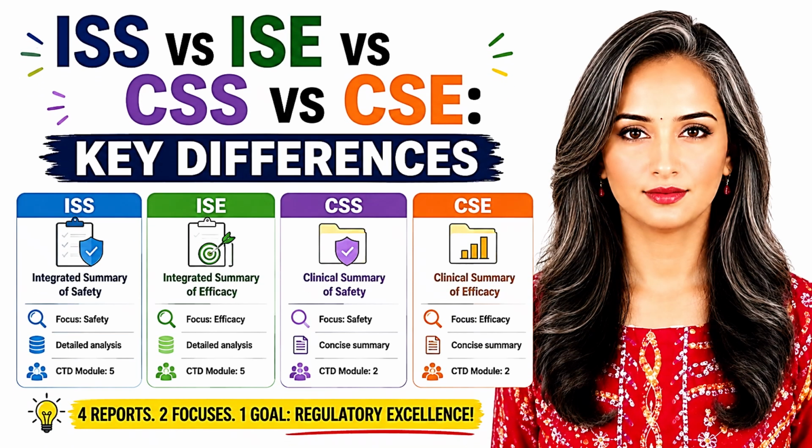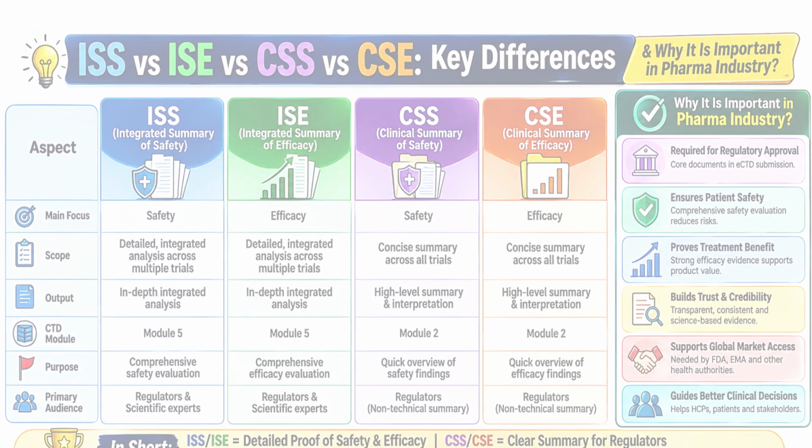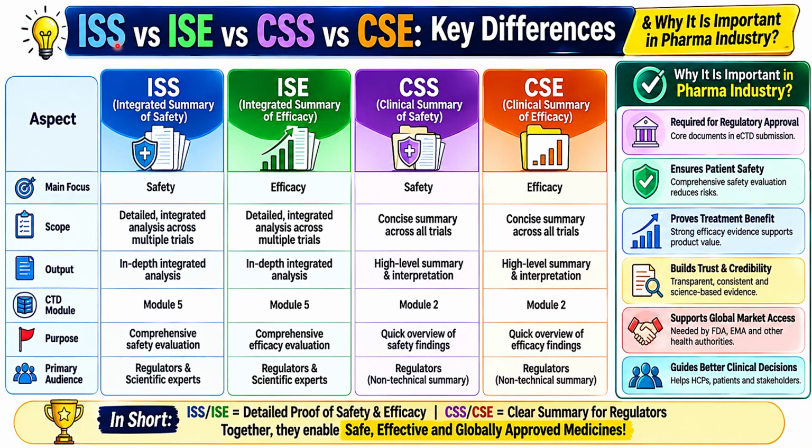ISS versus ISE versus CSS versus CSE key differences. 4 reports, 2 focuses, 1 goal, regulatory excellence. Now, ISS versus ISE versus CSS versus CSE key differences and why it is important in pharma industry.